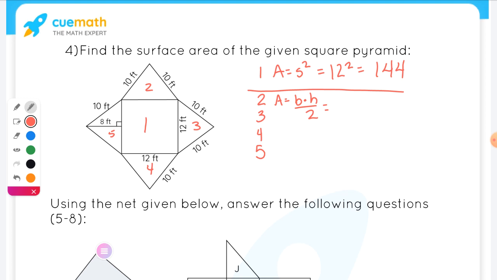What is the base, Callan? 12. What is the height? 8. It only gives it in one spot. Where's the only spot that it gives it, Logan? Over on triangle 5. So this is 12 times 8 divided by 2. Is that 10 important? Nope, that's a diagonal distance.